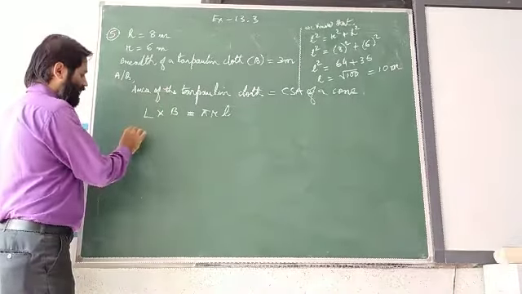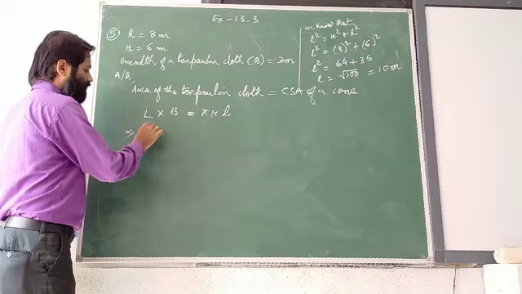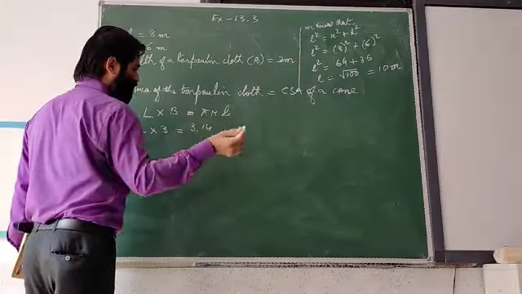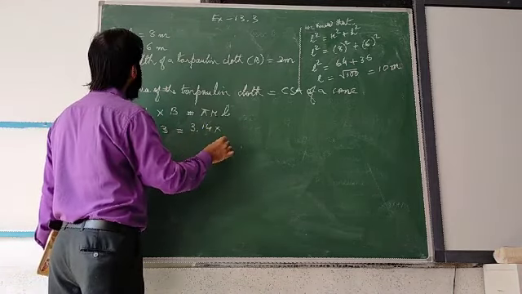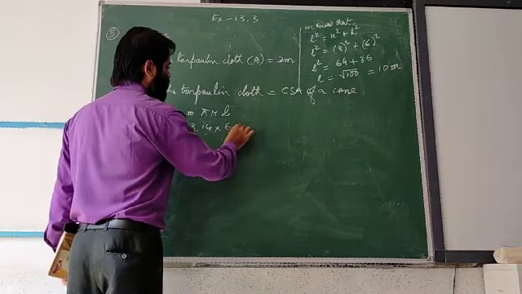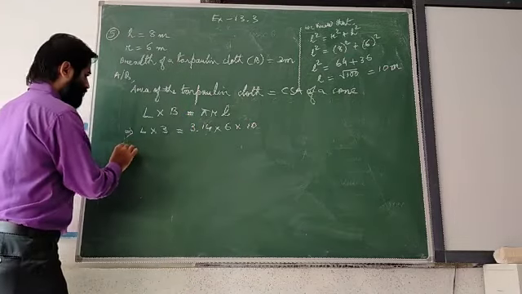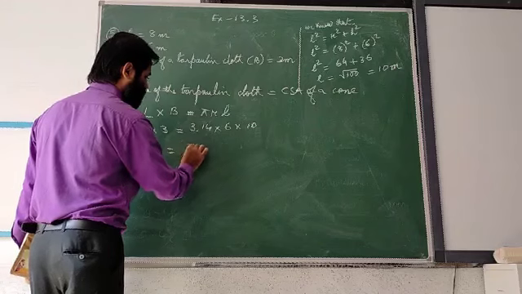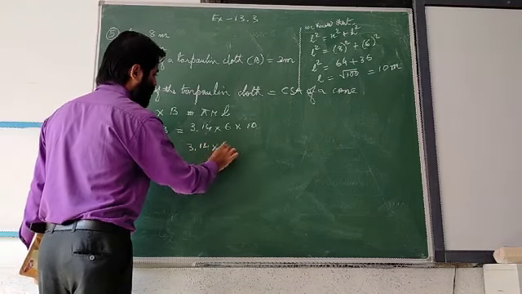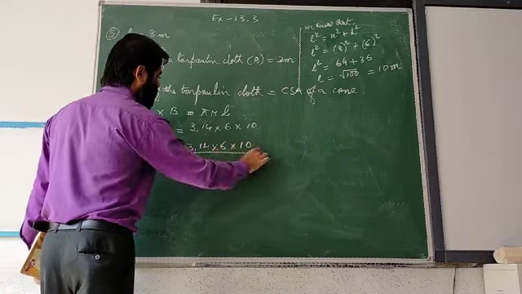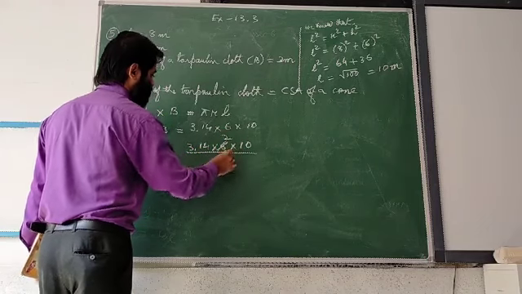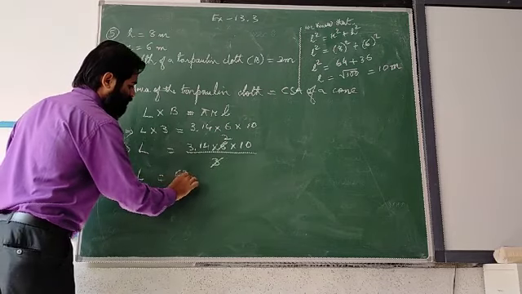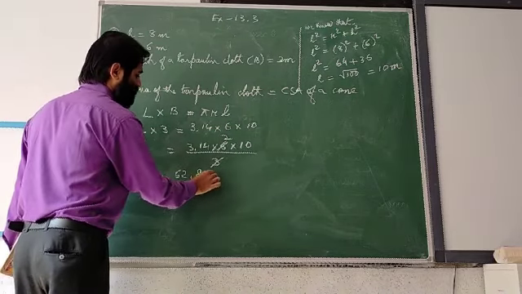Do we know length? No. Do we know breadth? Yes. Pi is 3.14, they told you in the question. R is 6 and L is 10. Now when you need to find L, don't multiply, just keep it this way: 3.14 into 6 into 10 by 3. When you multiply this, you will have 62.8 meters.